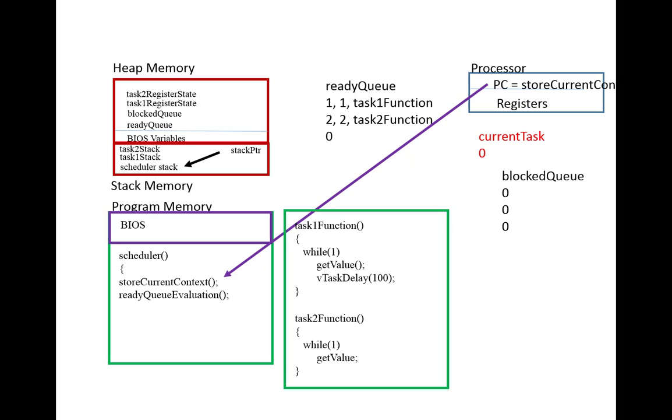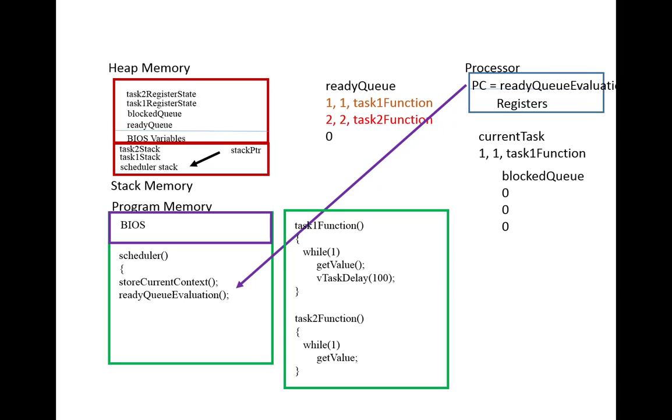And start RTOS is going to run our scheduler. So our scheduler is going to store the current context. That's going to look at, well, what's currently being run on our processor. Let's make sure we store that. And in this case, because nothing is there, we don't have to store anything. And then we go to the ready queue evaluation.